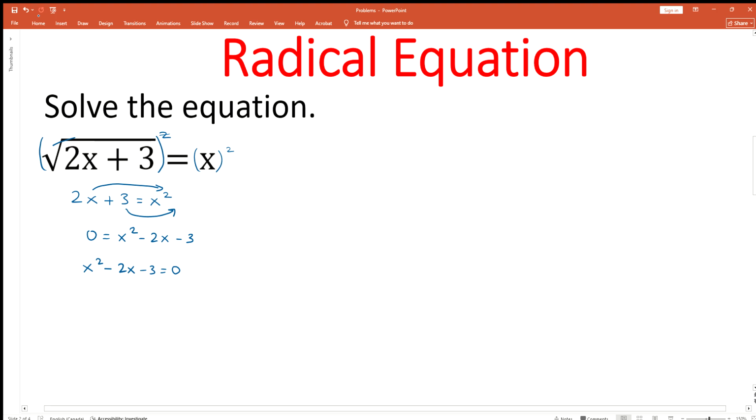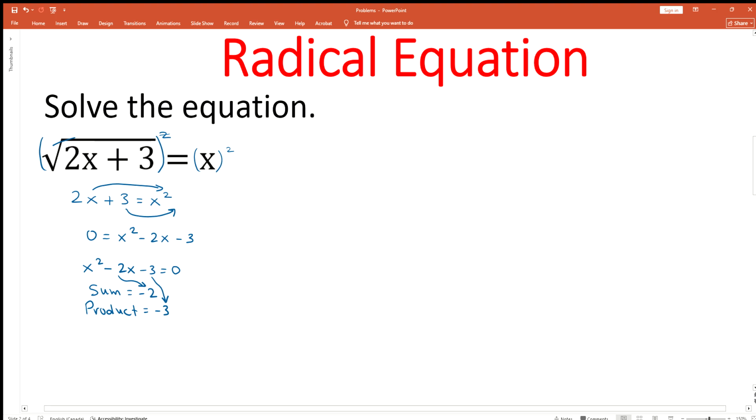We have to solve this quadratic equation. We can factor this simple trinomial and then find the value of x. We can use the sum and product method. We have to find two numbers whose sum is negative 2 and product is equal to negative 3. Negative 2 is the coefficient of the x term in the equation and negative 3 is the number term.